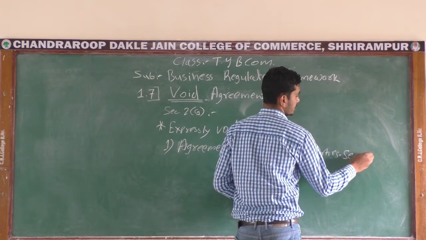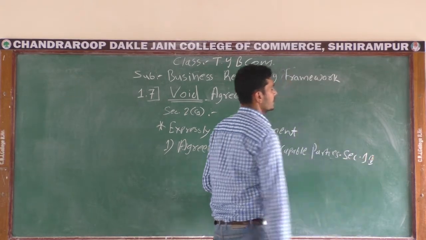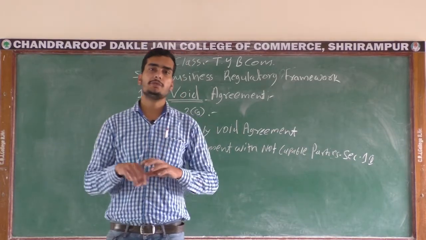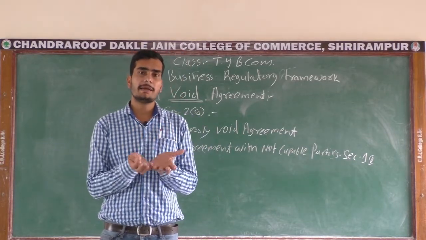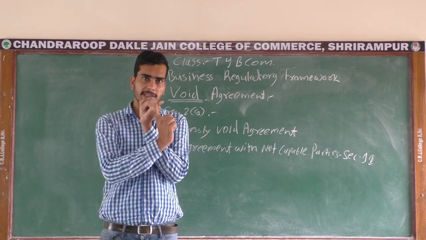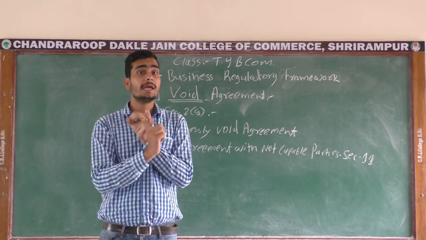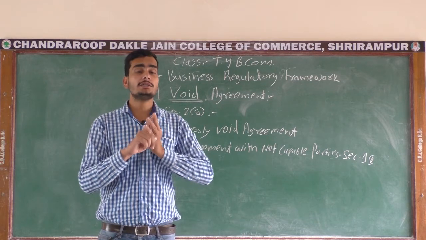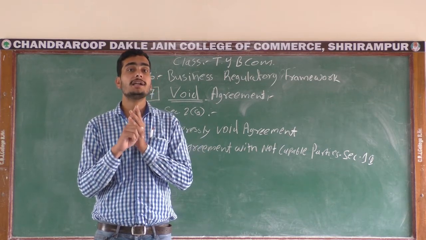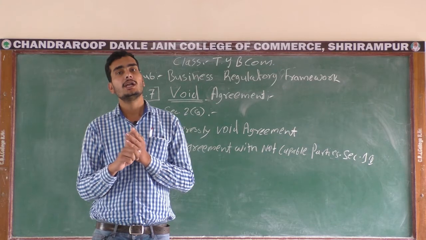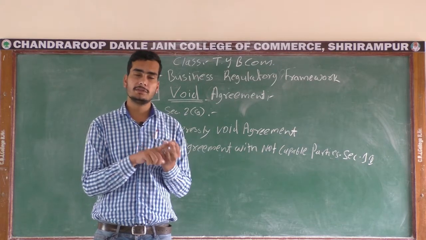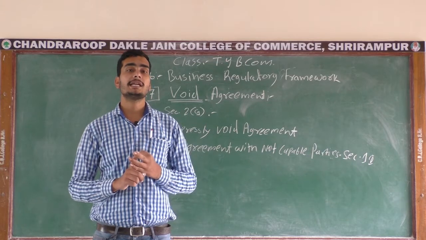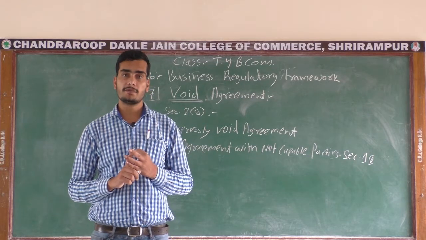Section 11. When we learn about the capacity of the parties, we learn what the capacity of the parties is. The person must be a major. Second, he should be of sound mind, and third, he is not declared disqualified or unlawful by any law. It may be a foreign country's man, or an enemy country's man, or one who has made any type of insolvency or any type of crime.